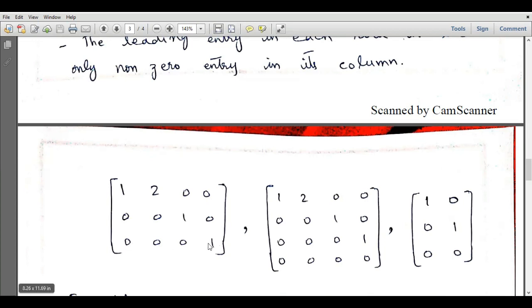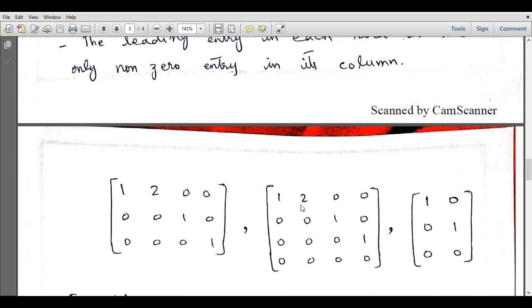And in the third row, this is the leading entry. It is lying right side to the leading entry in the second row and it is the only non-zero entry in the fourth column. So this form of matrix is called reduced row echelon form.